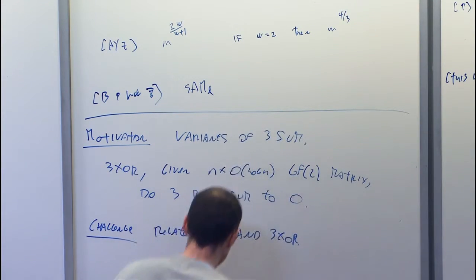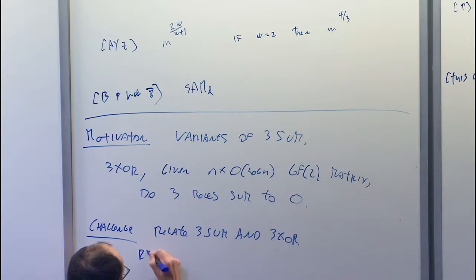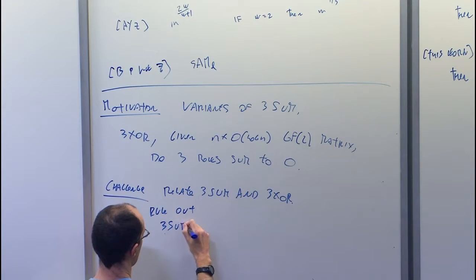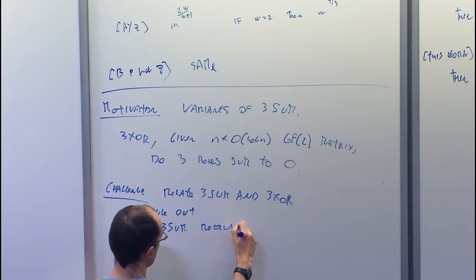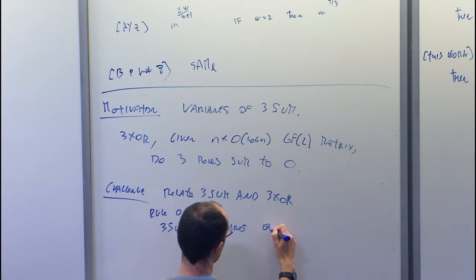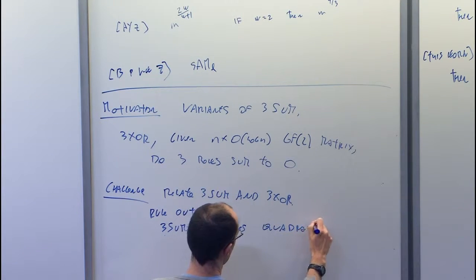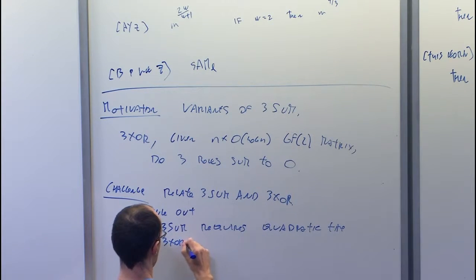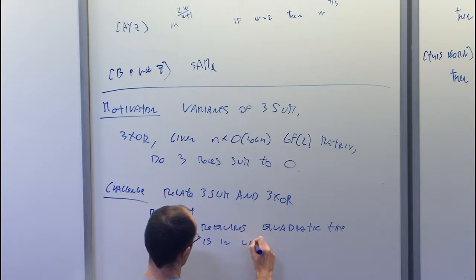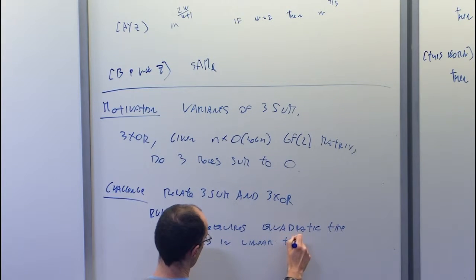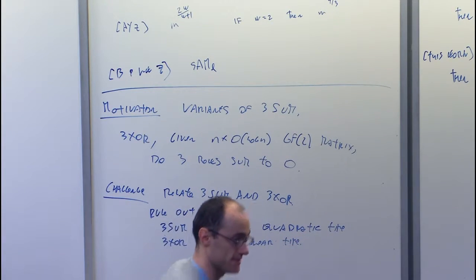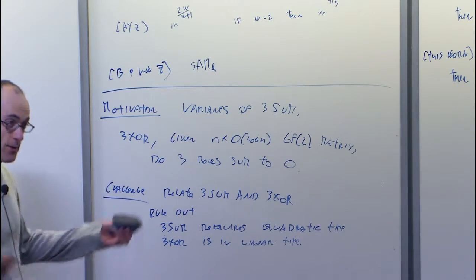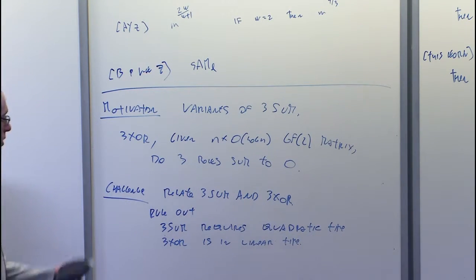Okay, so here is a specific challenge. Rule out that 3-sum requires quadratic time, but 3 XOR is in linear time. Okay, or vice versa. Okay, we don't even know how to do this. So what do?